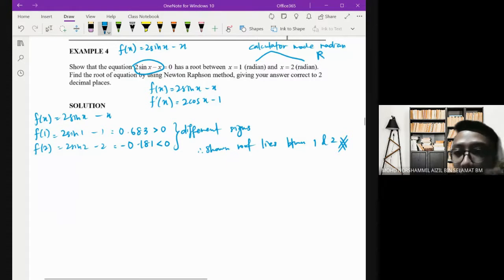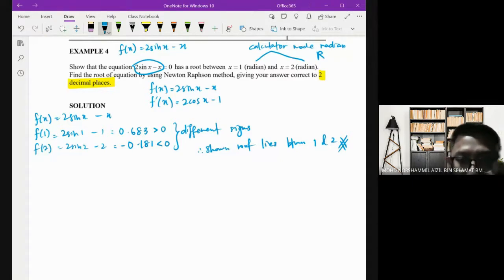Okay, giving your answer correct to 2 decimal places. This time 2 decimal places. Be careful. 2 decimal places. Maksudnya ingat saya kata tadi, bagi extra 2. Kalau 2 titik perpuluhan, maksudnya extra 2, 4 titik perpuluhan waktu calculation. Okay.